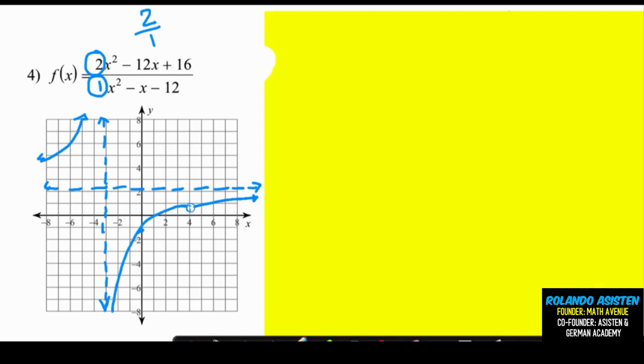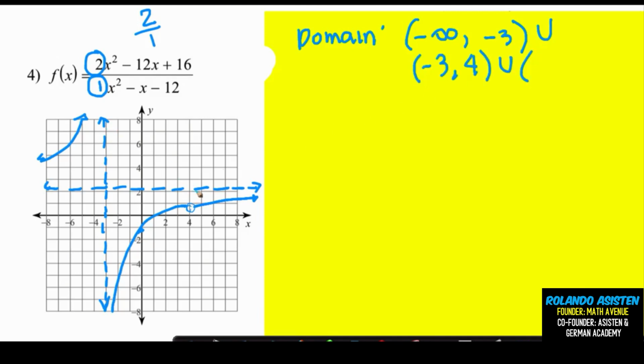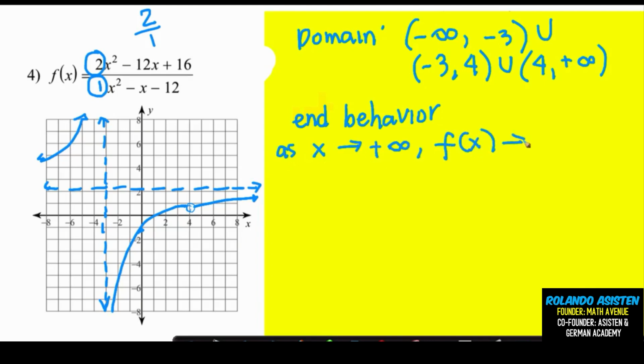So at this point, what we are going to do is identify the domain and the range. So what is the domain? The domain would be from negative infinity going to negative 3, union from negative 3 going to 4, union, and from 4, open interval, going to positive infinity. And then what's the end behavior? The end behavior is as x approaches positive infinity, f of x approaches the horizontal asymptote y equals 2. The same is true when you go to the other side, so this becomes plus or minus infinity.